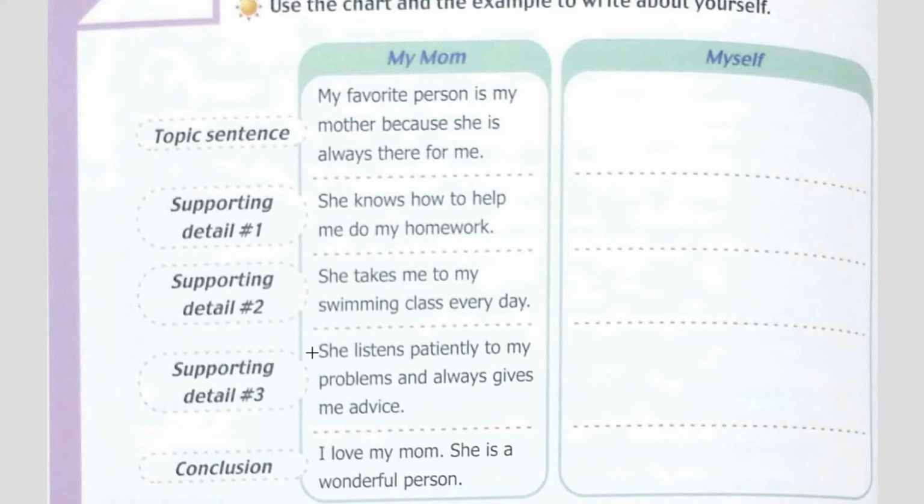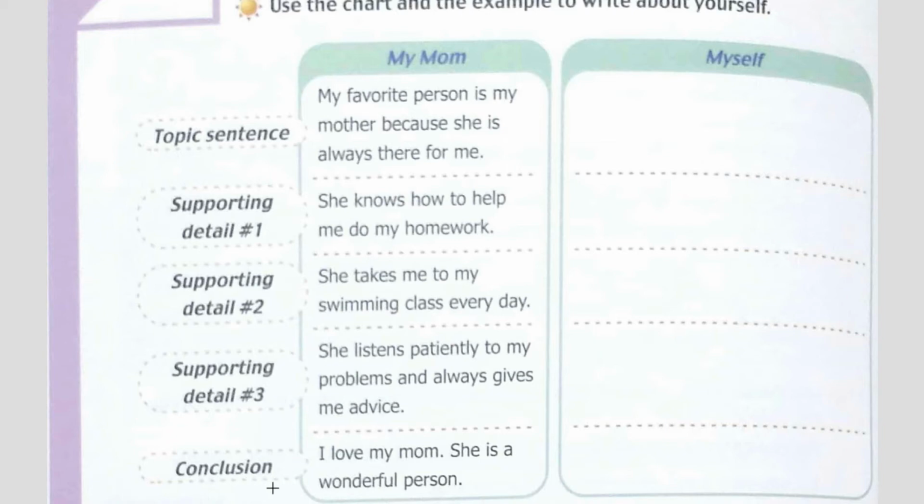So we know from reading this paragraph that this person loves their mom, that their mom is their favorite person because she knows how to help with homework, she takes her to swimming class, and she is a patient listener and always gives good advice to help them with their problems. Those are all great supporting details because they help us know how the mother is always there for their kid.